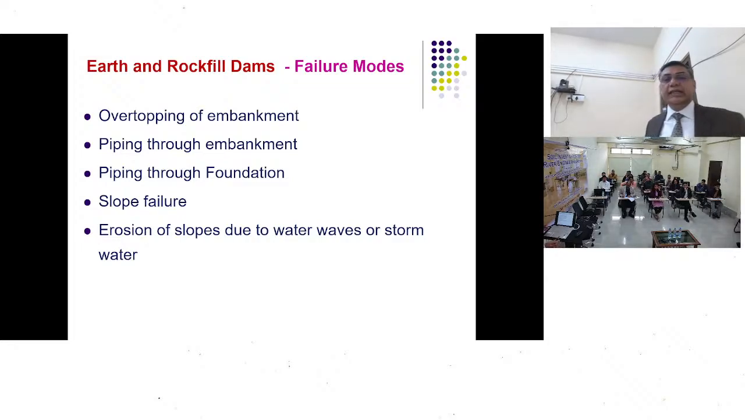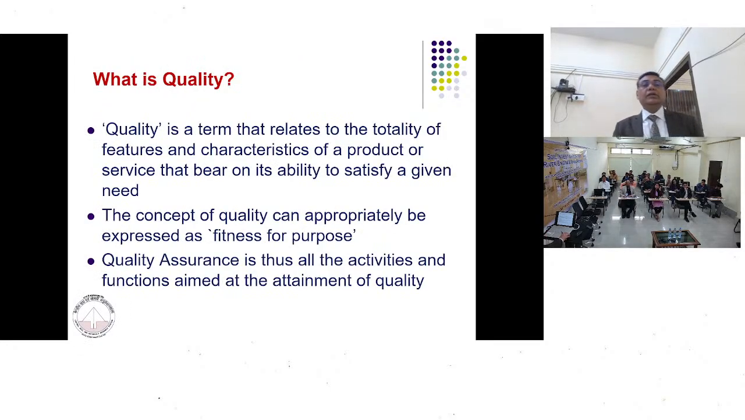So as you were saying, the failure modes can be from overtopping of embankment dam, piping through foundation, slope failure, erosion of slopes due to waters, waves or storm water. Then we move into what is quality. Okay. So what is quality?